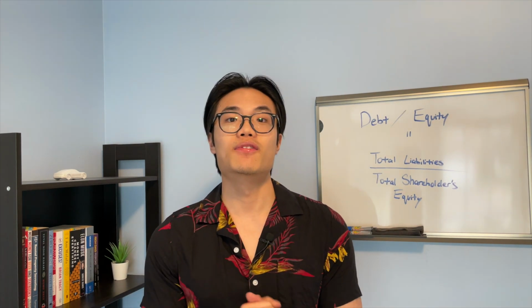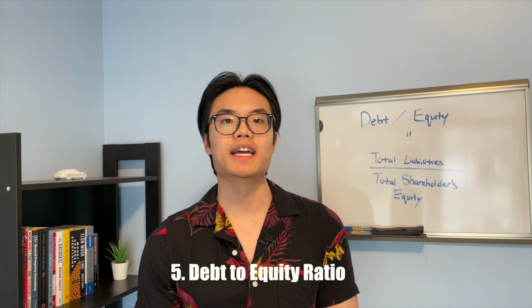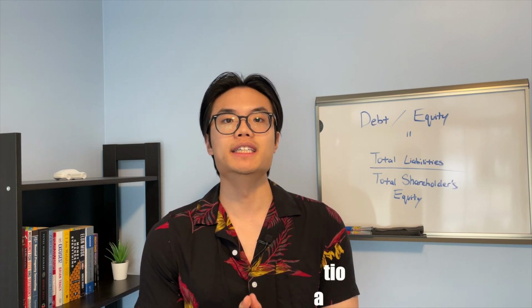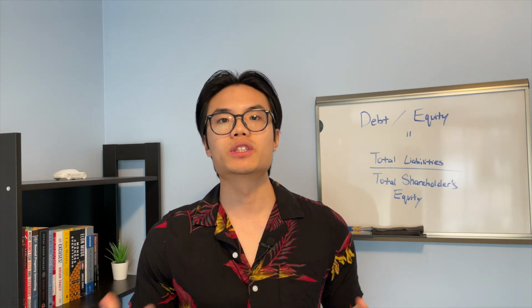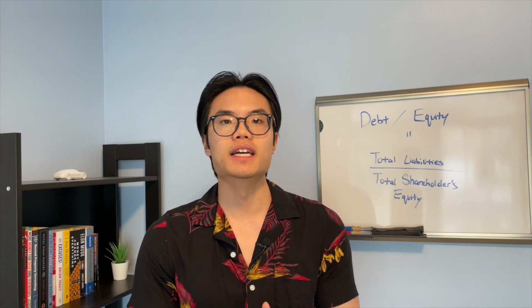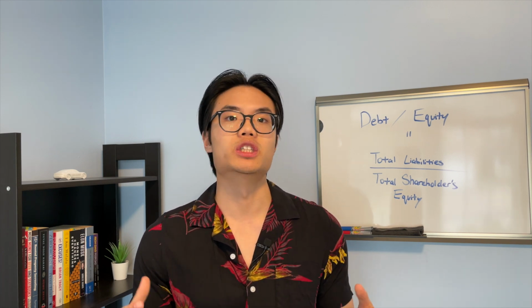All right, so the fifth financial metric that we'll be taking a look at today is the debt to equity, or DE, ratio. Essentially, this ratio tells us how a company is doing in terms of its borrowing situation.